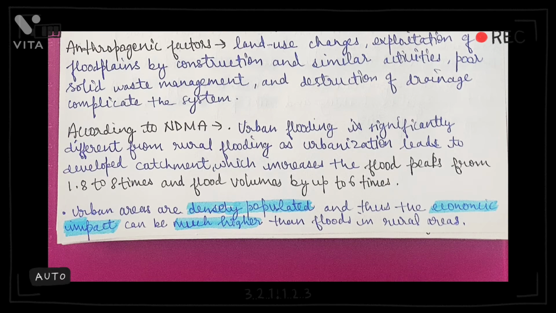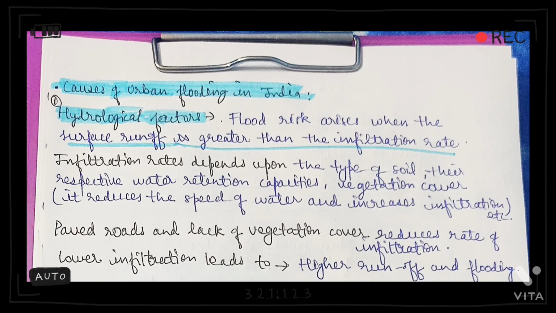According to NDMA, urban flooding is significantly different from rural flooding, as urbanization leads to developed catchment, which increases the flood peaks from 1.8 to 8 times and flood volume by up to 6 times. Urban areas are densely populated, and thus the economic impact can be much higher than floods in rural areas. Causes of urban flooding in India.